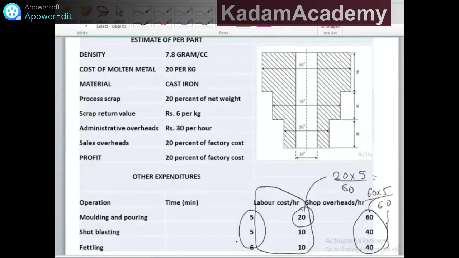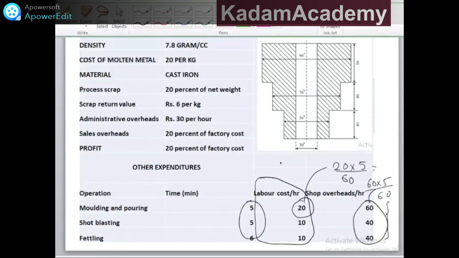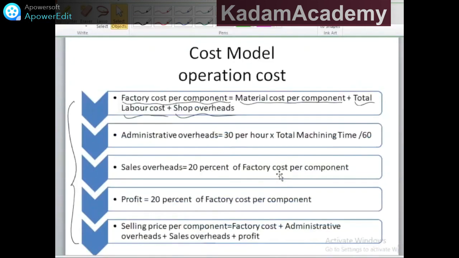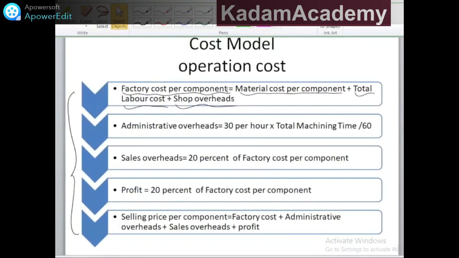Add all the time also. That is 5 plus 5 plus 6. So that is 16 minutes. Okay. Let us go to the process cost. Now tell me what is the factory cost per component. 31.33, right? Yes, sir. Okay, very good.